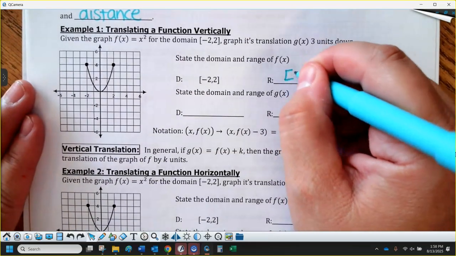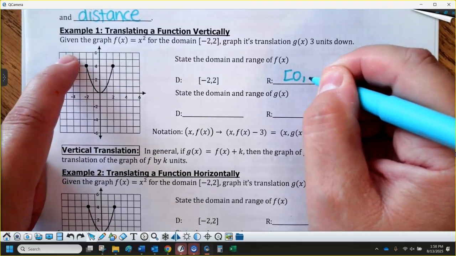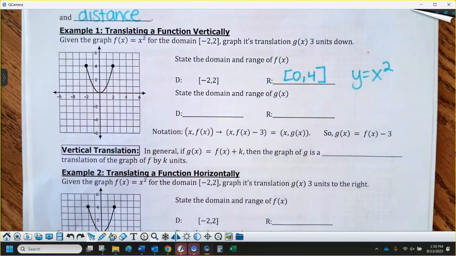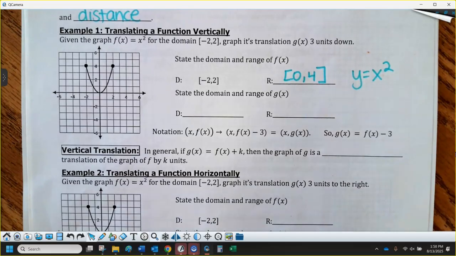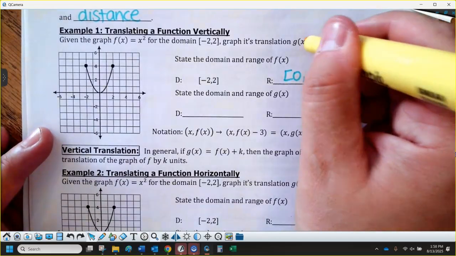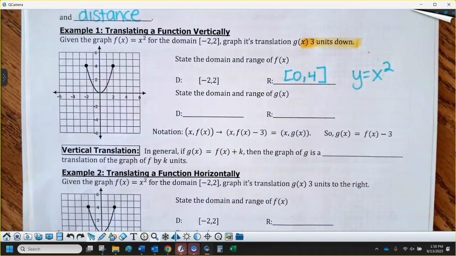All right. So lowest y value right there, 0. Biggest y value is 4. Okay, now here's what we're going to do. We're going to translate this graph. In the directions, right like here, it says we're just going to take everybody 3 units down. You don't have to use the equation to do this. I'm literally just going to sketch this on the graph.